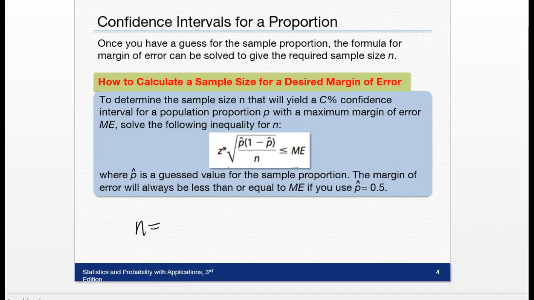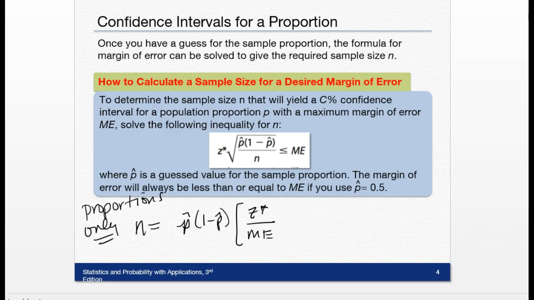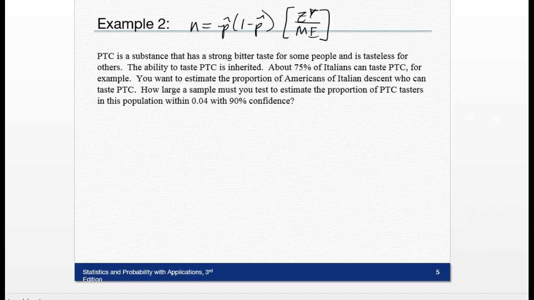So your sample size, and this is only for proportions. Okay, so make yourself a note. This is proportions only. Okay, you will do p hat times 1 minus p hat times z star over whatever the margin of error they wanted, and all of this business is squared. So you need to write this in your notes. It's not in your book. Write it in your notes, and I'm going to show you how to use it with the next example.